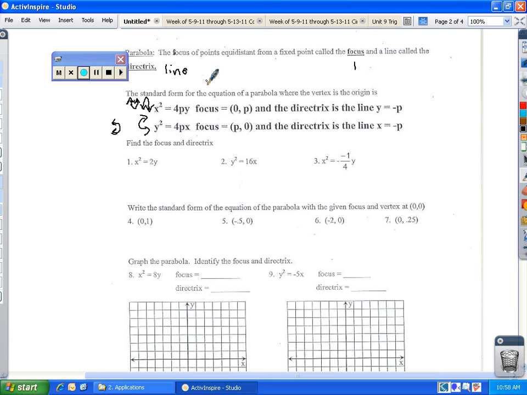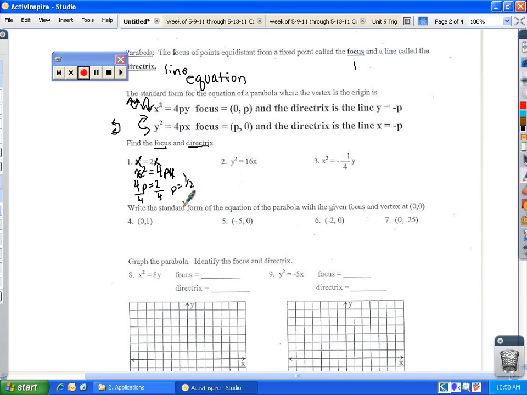So please make sure that that is an equation of a line, so either y equals or x equals. First off, to find the focus and directrix, we have to find p. So if it's x squared equals 2y, then x squared equals 4py. Therefore, the x squareds are the same, the y's are the same, so 4p equals 2. Divide both sides by 4, and p equals 1/2.